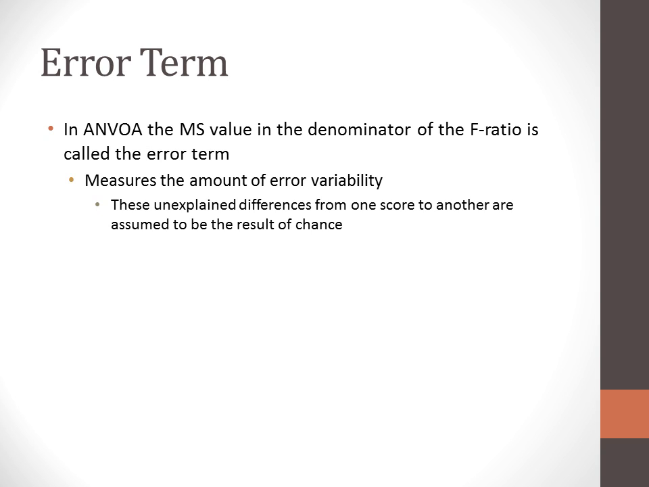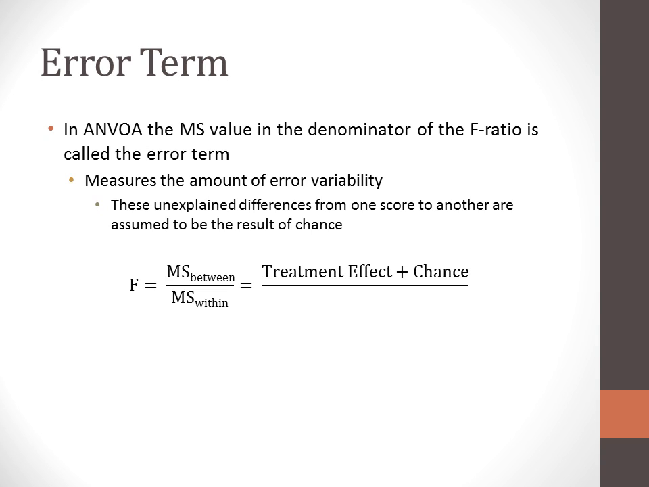The error term is a standard for determining whether or not the differences between the treatments, as measured by the mean squared between treatments, are greater than would be expected by chance. So, the numerator in the F ratio, the mean squared between, simply measures how much difference exists between the treatment means. So, the mean squared between is simply measuring the treatment effect plus whatever chance might have occurred.